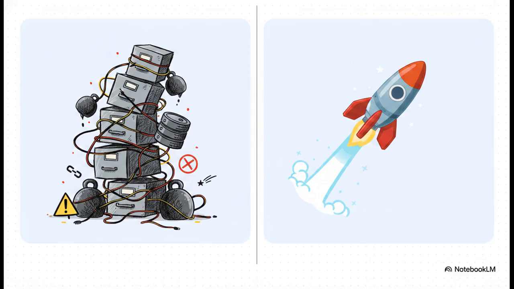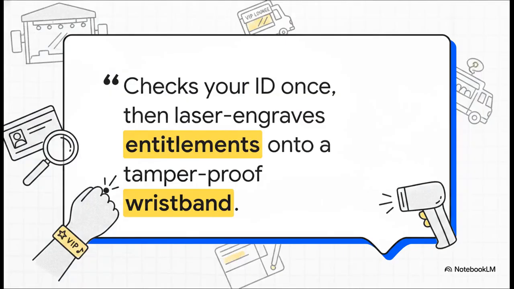Now contrast that with the stateless JWT approach. The token is verifiable without a database lookup. It's completely self-contained, which makes it incredibly scalable. Think of it like this. If traditional sessions are like a security guard having to call headquarters every single time you want to enter a VIP room, a JWT is more like a smart concert wristband.